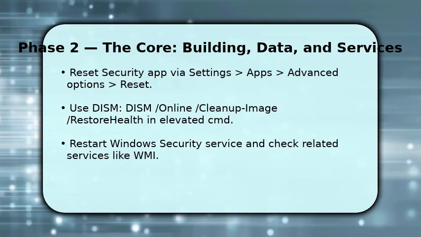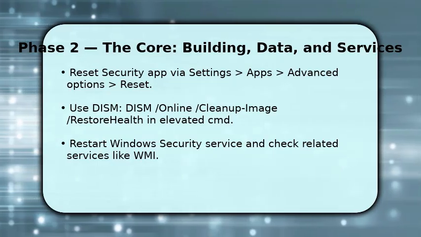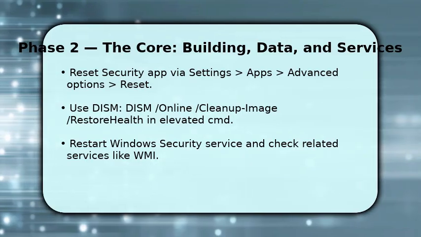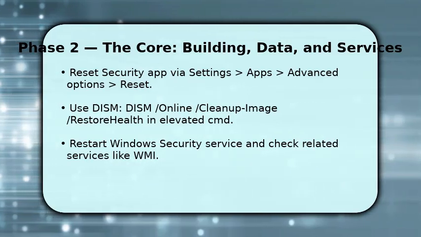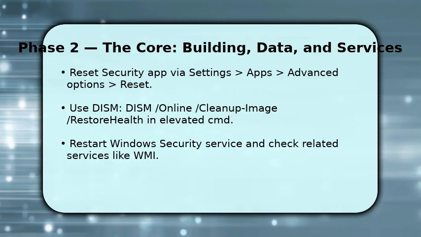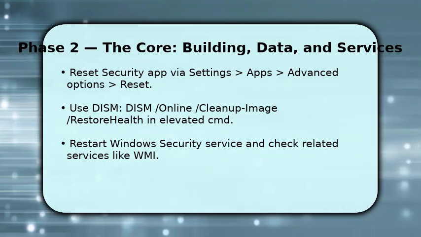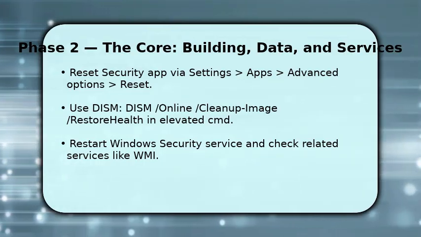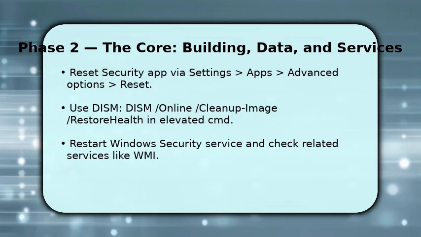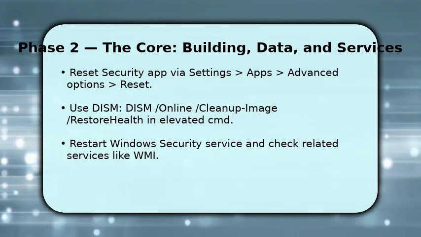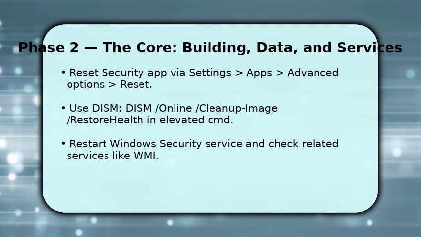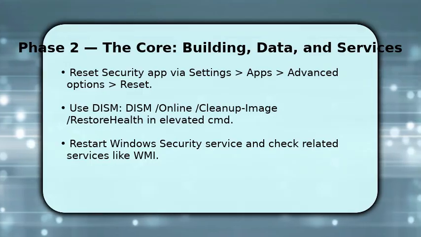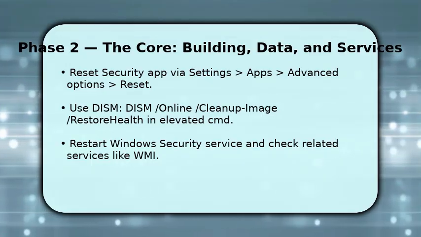Next, focus on repair of app components and services that the security app depends on. First, reset the Windows Security app from App's advanced options. This clears app-level faults. Then run dism /online /cleanup-image /restorehealth from an elevated command prompt to repair the component store. This often resolves deeper corruption. Once DISM finishes, restart the Windows Security Service and the Windows Management Instrumentation Service so the app can query system health. If you see errors, note them for the final troubleshooting step.